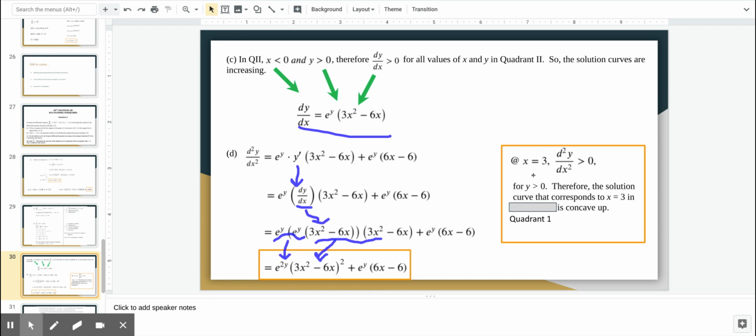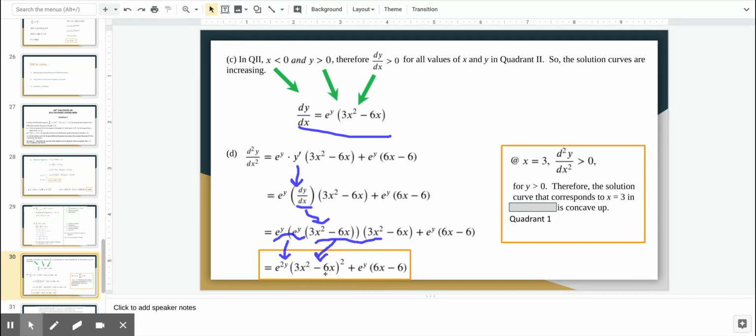And so at x equals positive 3, the second derivative is greater than 0 because in quadrant 1, I know that y is greater than 0. And so if x is equal to 3, look at all the places you can plug x in for. Right here, 3x squared minus 6x. This whole thing is squared anyway.